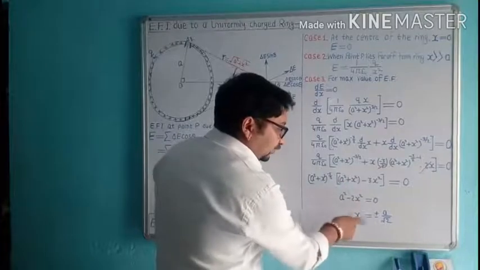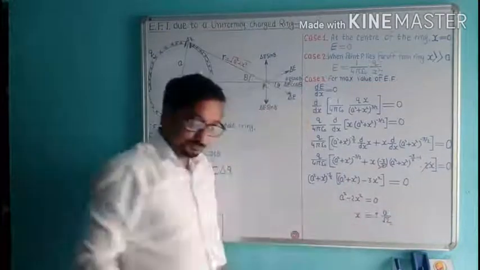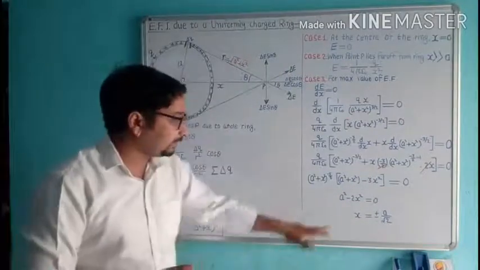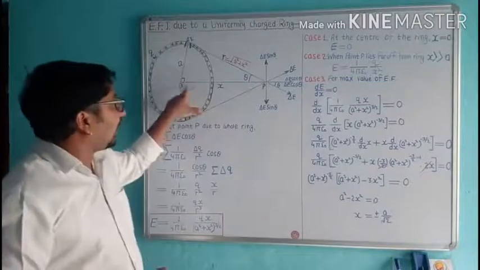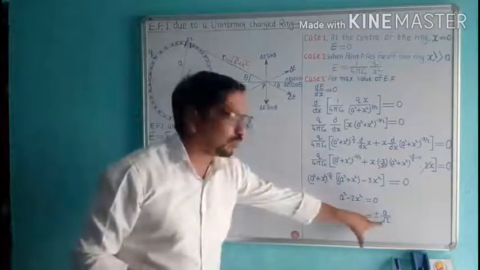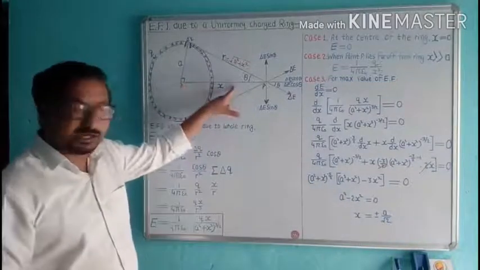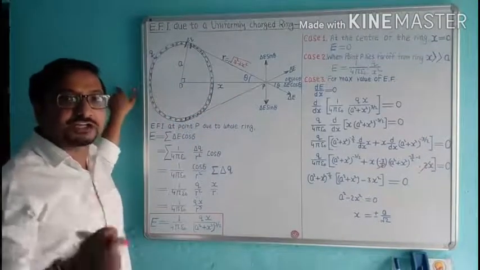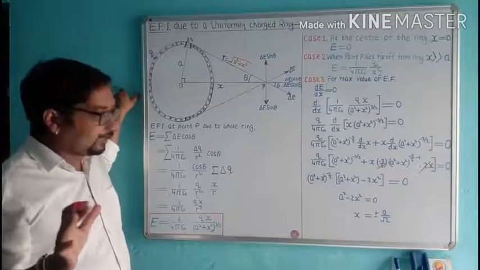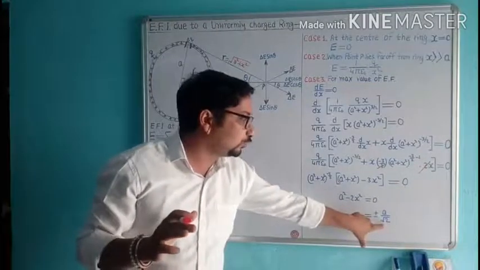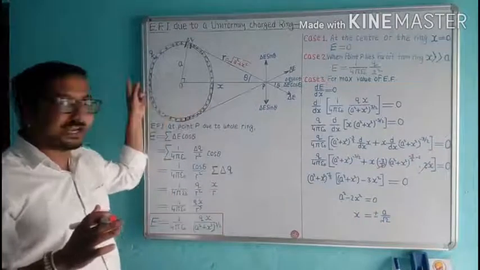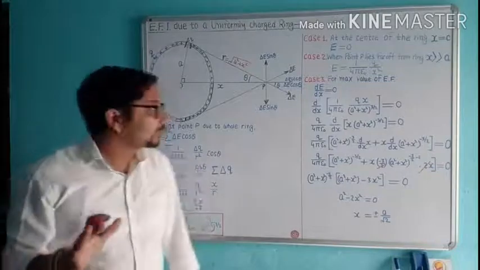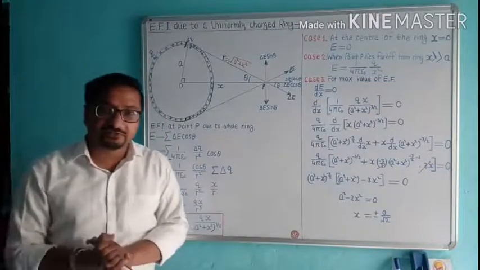Now from this we get x is equal to plus or minus a upon root 2. That means at a distance of a upon root 2 on either side, right side or left side of the ring, we get the maximum value of electric field. So this derivation is done. Thanks for watching.